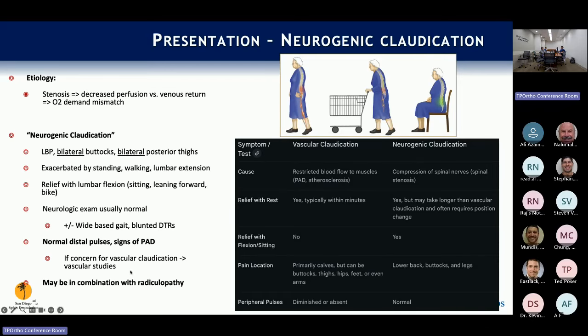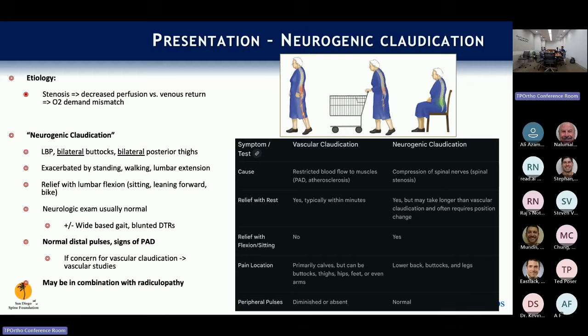So looking at the presentation of patients with neurogenic claudication, about 93% of these patients present with low back pain, 63% with numbness, and 43% weakness. Again, you see the causative etiology of this is that the stenosis decreases the perfusion and/or the venous return to the area, which essentially creates an O2 demand mismatch when patients are up and moving.